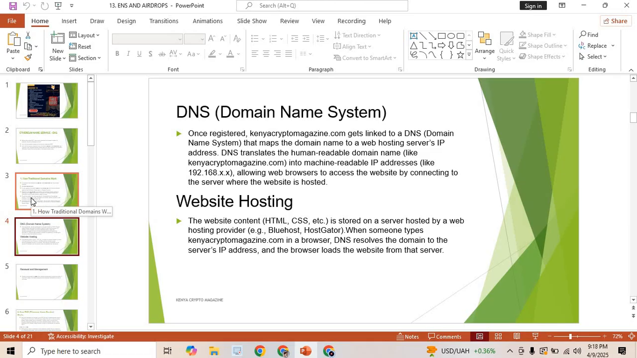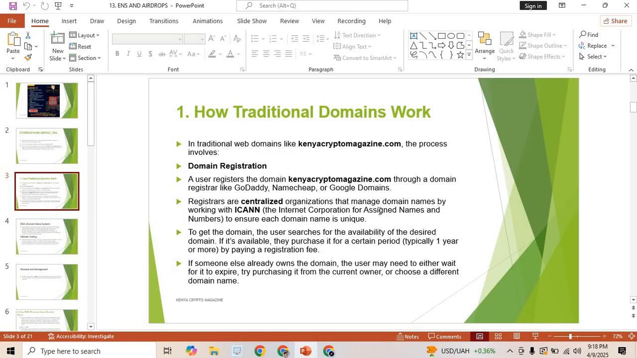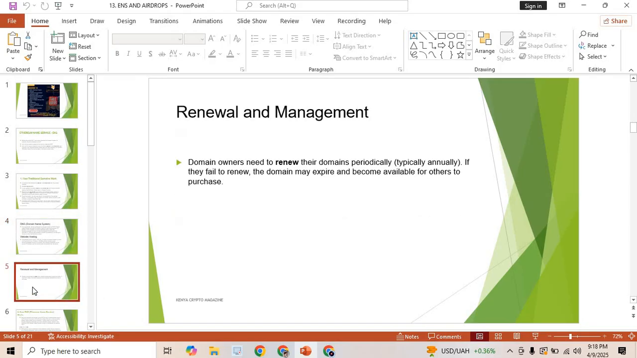What I wanted us to understand is basically how the traditional domain system works. And you've seen that number one, first of all, establish the name you want to use, go to this centralized organization, get a name, and actually purchase it. Purchase it for a certain period of time, and you'll keep on renewing it. And the last part is that domain users need to renew their domains periodically, typically annually, to mean yearly. If they fail to renew, the domain may expire and it will become available for others to purchase.